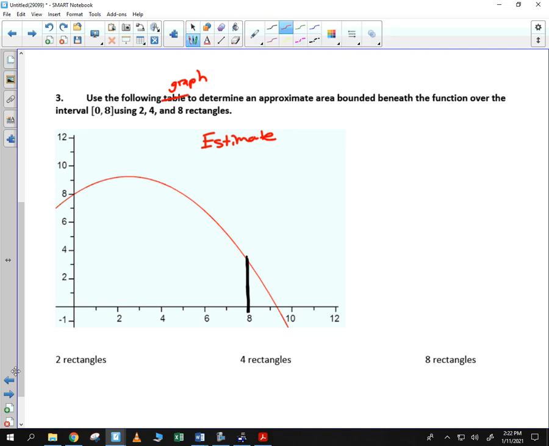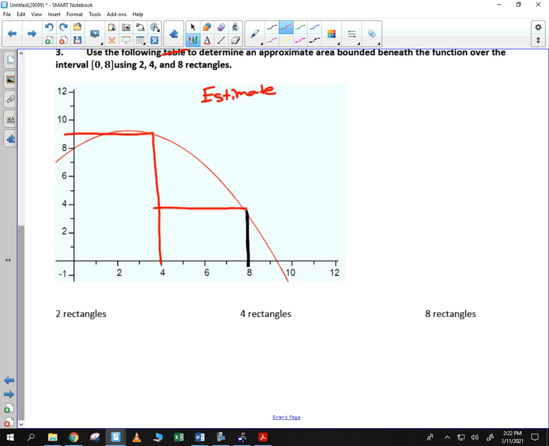So using 2 rectangles, we would go here and here. So again, the width is going to be 4, and the heights appear to be about 9 and about 4. 9 plus 4 is 13, times 4 is 52. So I would say approximate area of 52.